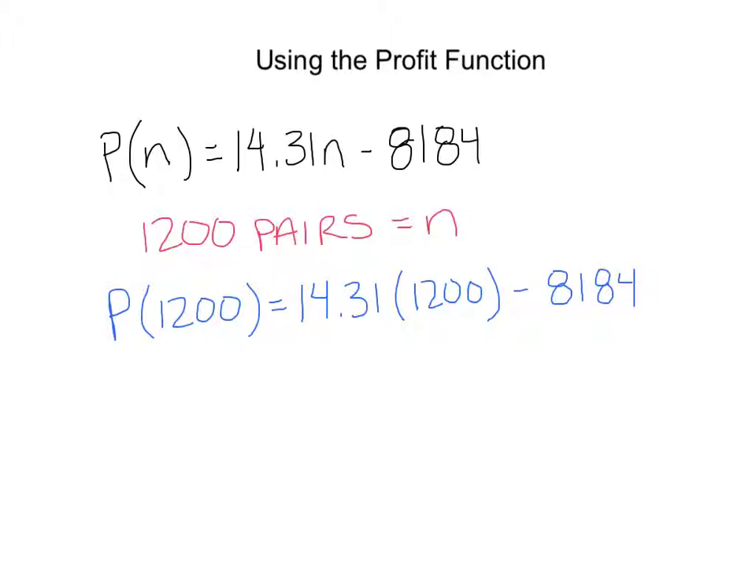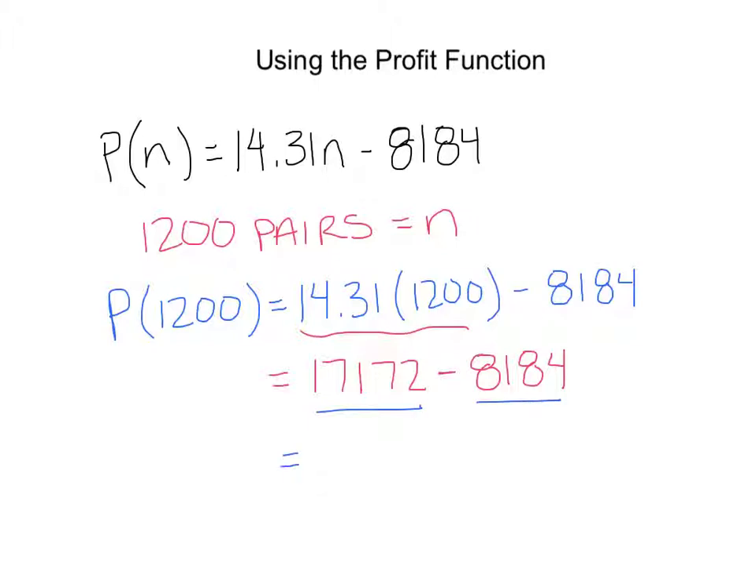Now it's just a matter of doing the math. The first thing we need to do is multiply these two. So our profit is going to end up being $17,172 minus $81.84. And now it's just a matter of subtracting these two things, and we're going to end up with our final profit number, which is $8,988. So here's what this means. The profit we earn for selling 1,200 pairs of jeans is $8,988.